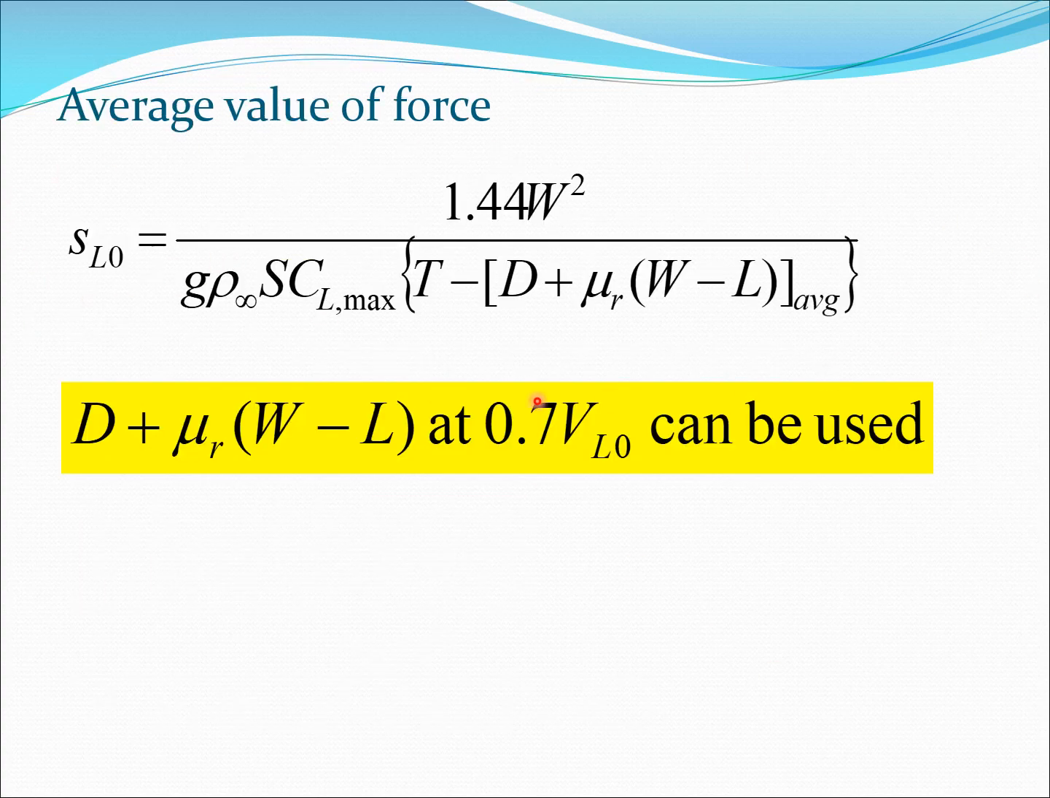So just rewriting this equation, we can see here clearly that we would require to get an average force value here. And what is done is that the value at 0.7 VLO can be used as the value for this particular quantity, that is T minus mu r W minus L at 0.7 VLO can be used.